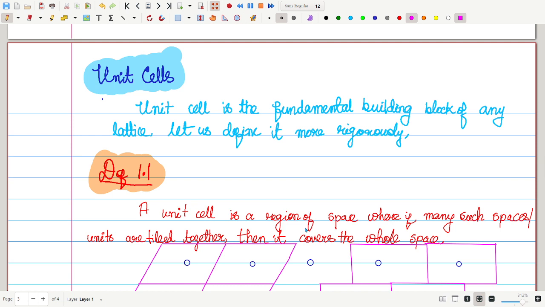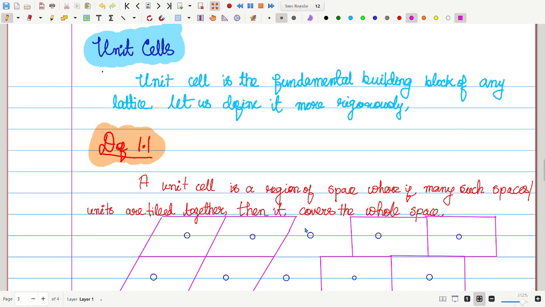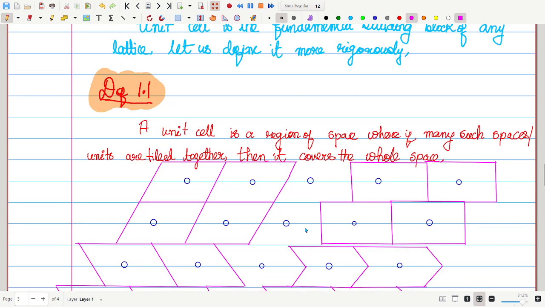Let us define it more rigorously. Definition 1.1: a unit cell is a region of space where, if many such units are tiled together, then it covers the whole space. Identical copies of that region are tiled together one after another. Then it will tile the whole space. It will cover the whole space.